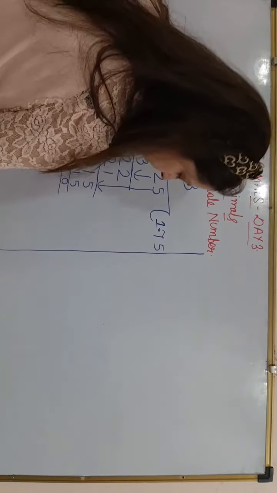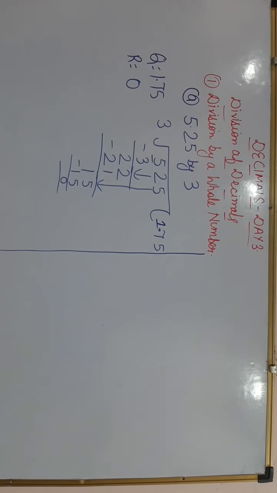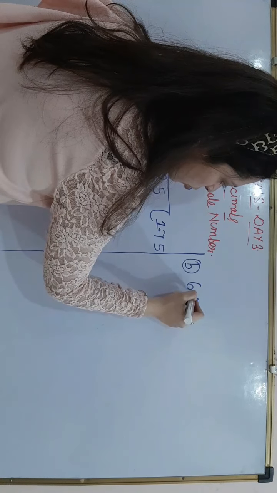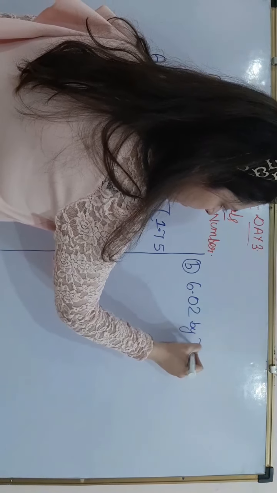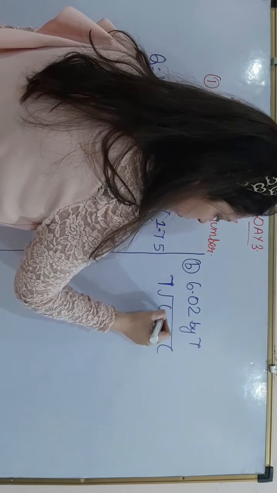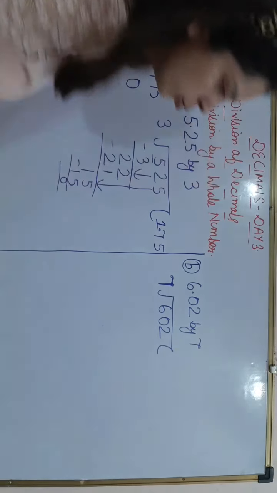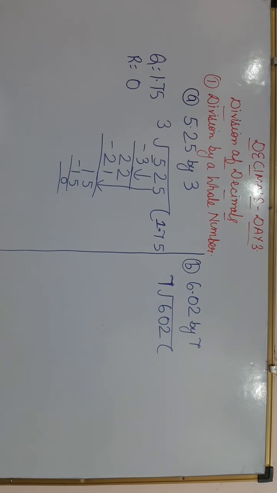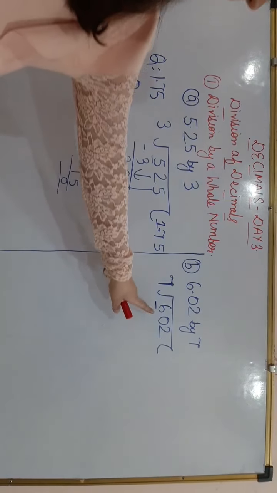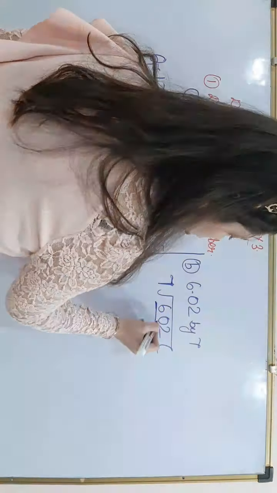Let's do the next question. B part is 6.02 and divide it by 7. So 7, okay, and divide it by 602. So do just like simple division and then put a decimal point according to the decimal places you have in the question. So take 6 first. Now 6 is less than 7. So we will consider 2 digits.